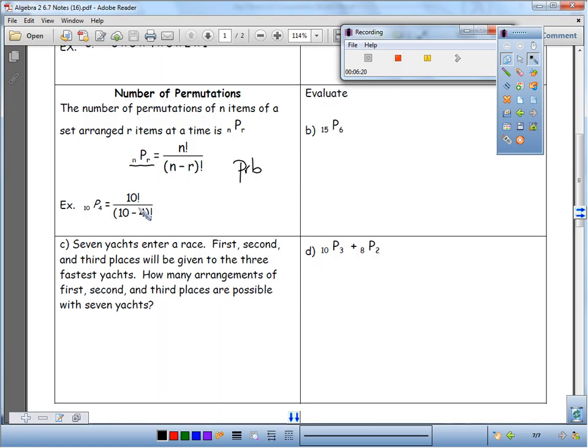Okay, and so what this means is I'm going to take 10 items and I want to choose 4 of them. For permutation, order matters. So let's talk about some things that I choose where the order would matter. If I chose people to be first, second, or third place, would it matter to me if I was first, second, or third? Yes, it matters to me because I want to be first. Okay? So that would be a permutation.